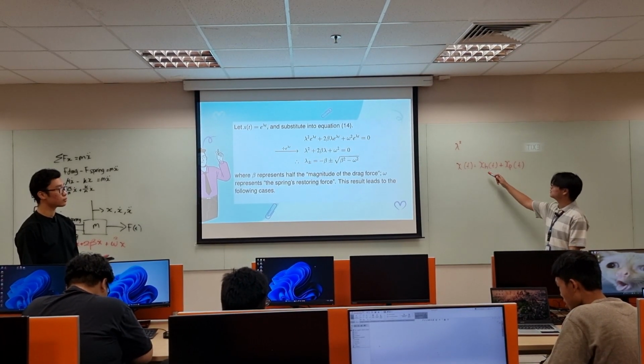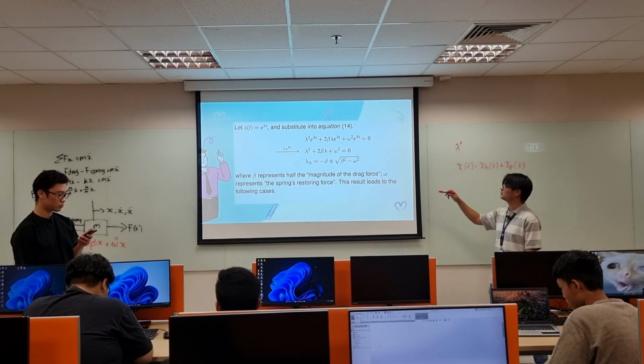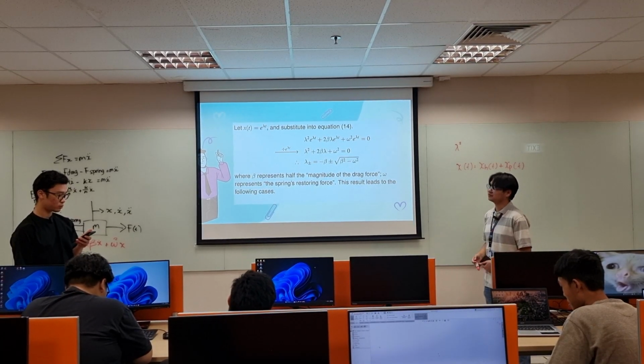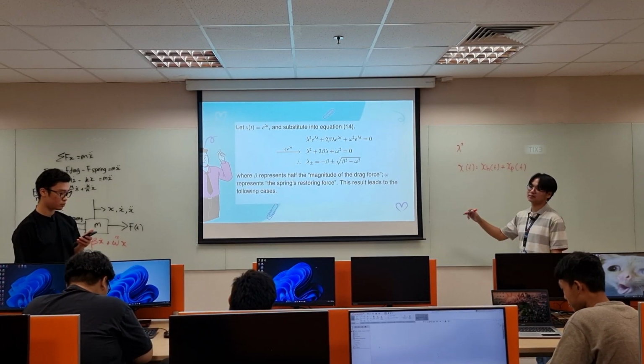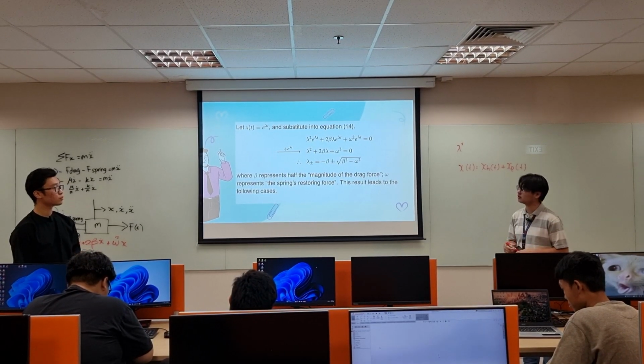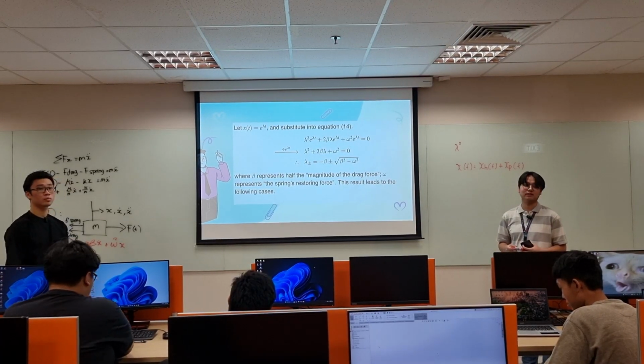So to find the homogeneous part, we need to define the lambda first. What is the lambda? And by knowing the lambda, we can know what the case of the system is.